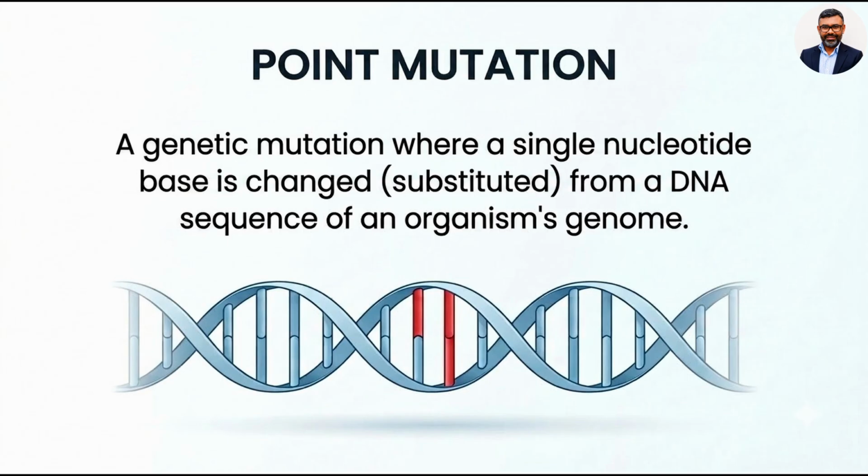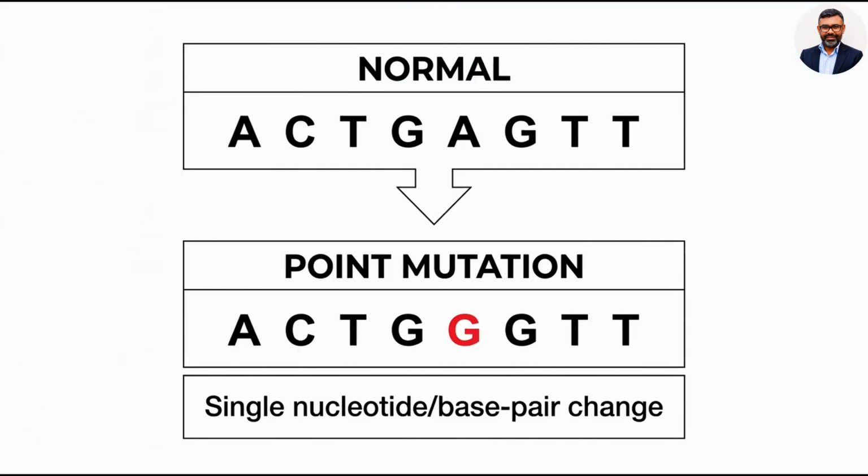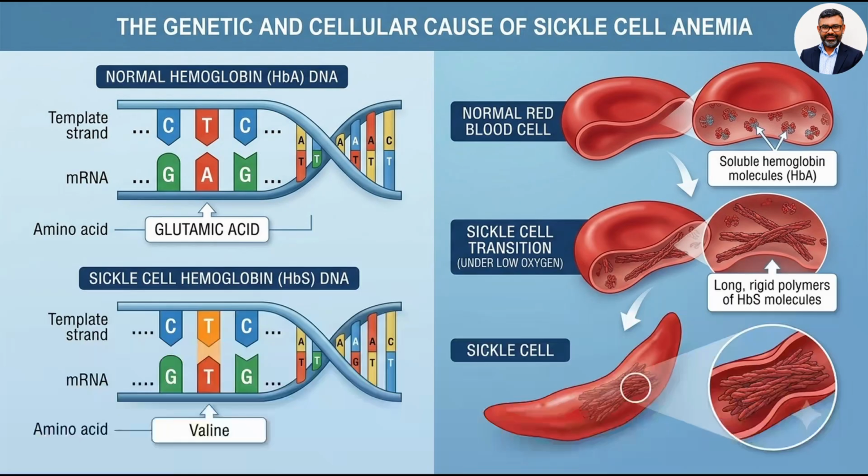When a change occurs in a single base pair of DNA, it is called a point mutation. A simple way to visualize this is to imagine a DNA sequence in which one nucleotide is replaced by another nucleotide. Only one position has changed, but this change can affect the information encoded by the DNA. A classical example associated with point mutation is sickle cell anemia.